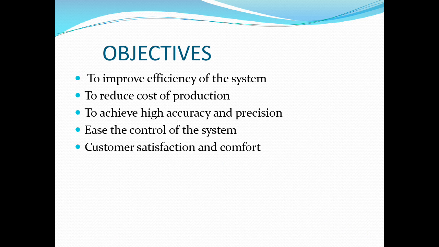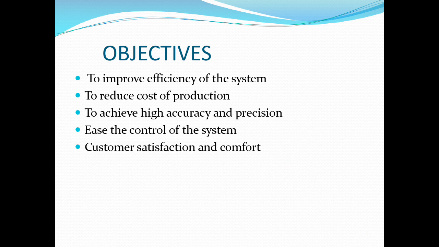Second, to reduce cost of production. Initially the cost may be high, but if we manufacture in thousands or millions of units, the whole cost is reduced. So to reduce cost of production, we have to enter the mechatronic system. Third, to achieve high accuracy and precision. Of course, to meet the requirements with accurate data, mechatronics is the best way.